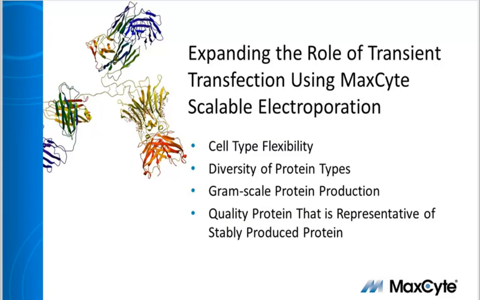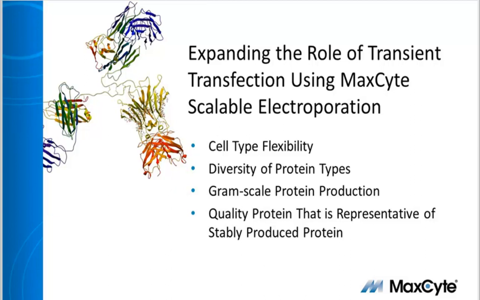In this next section of the webinar, I would like to share how the attributes of Maxcyte electroporation that I just discussed, such as cell and protein type flexibility, and the high level of productivity, enable the expanded footprint of transient transfection within development pipelines. Data will illustrate the transfection of multiple CHO cell lines, the expression of multiple types of proteins, as well as the high quality of the proteins being produced.